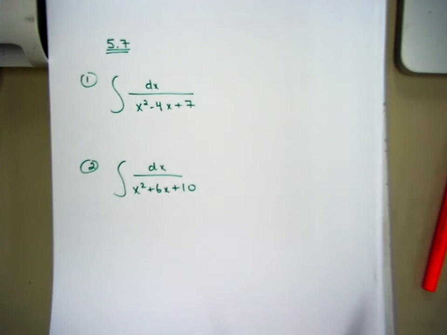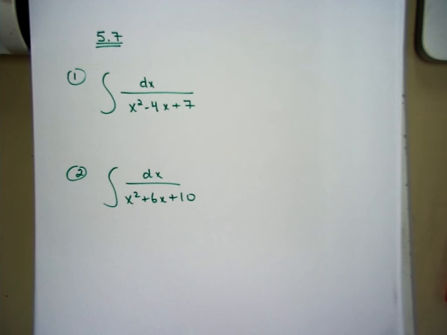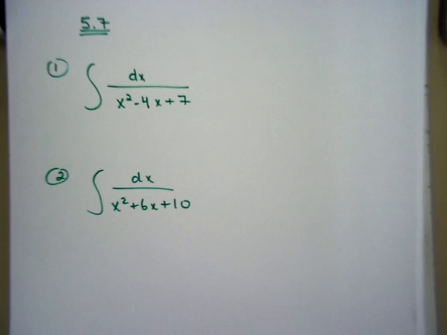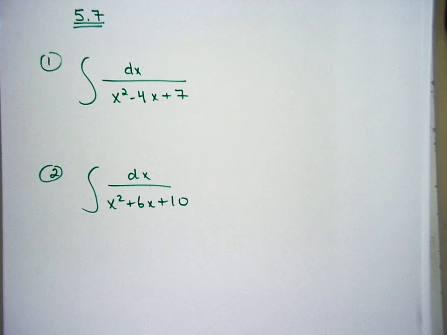Okay, this is the last part of section 5.7. I'm going to go through two problems on how to integrate by completing the square. So these are the two typical problems that you'll see.